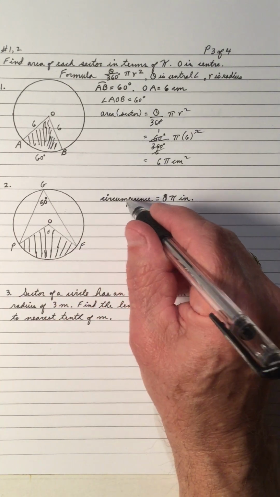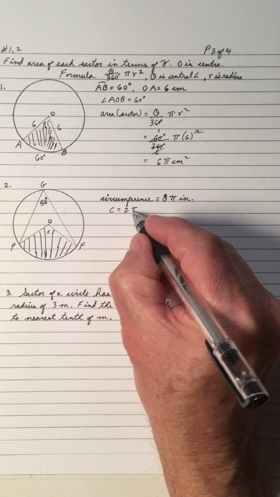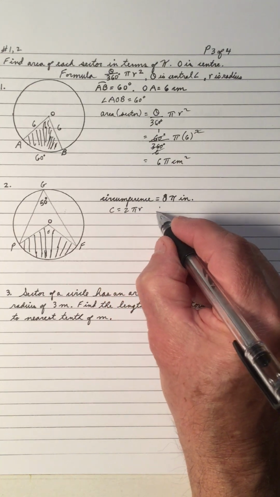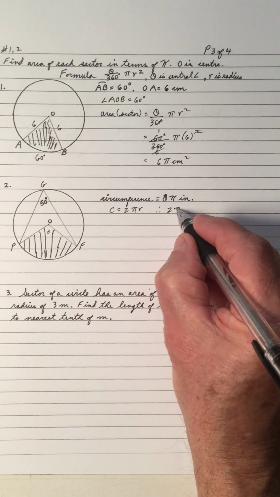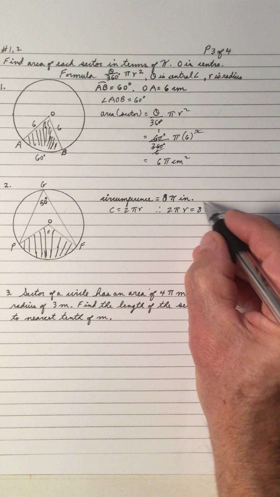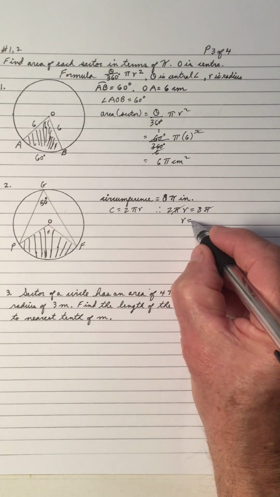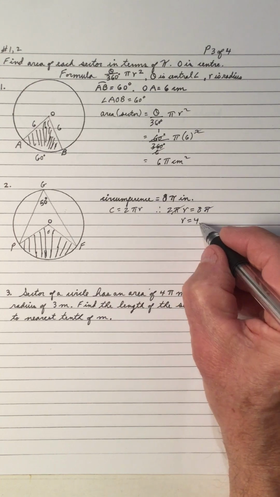So the circumference is 8 pi. The circumference of a circle is 2 pi r. Therefore, 2 pi r is equal to 8 pi. The pi's cancel. So divide by 2, r is equal to 4. And again, it's 4 inches.